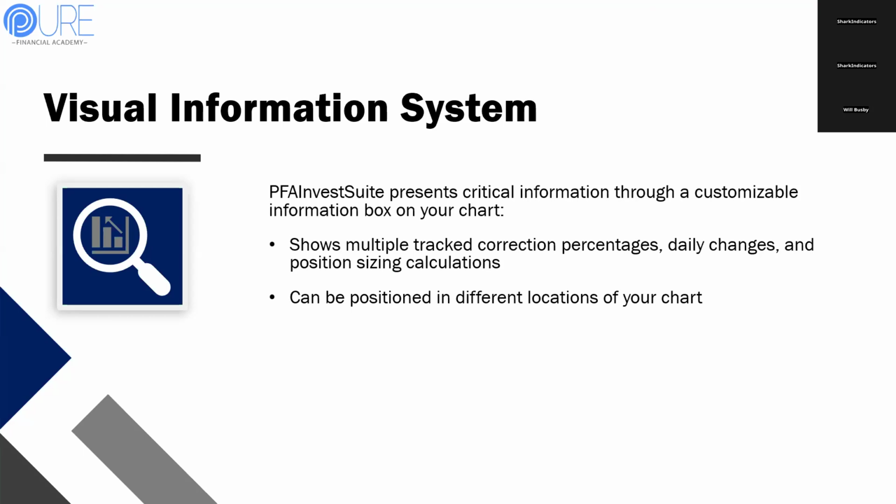Maybe I like it in the bottom right, bottom left. I'm all about real estate on my chart. And so I like to have customizable options dependent upon how I like to view the charts. In doing so, you can choose between horizontal or vertical layouts. At the end of the day, I want the information, but I don't want it to skew what I'm actually looking at as well.